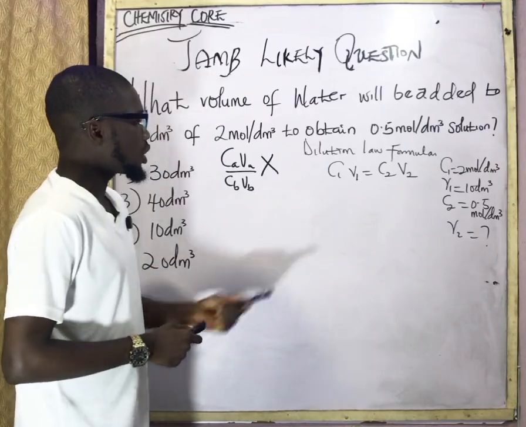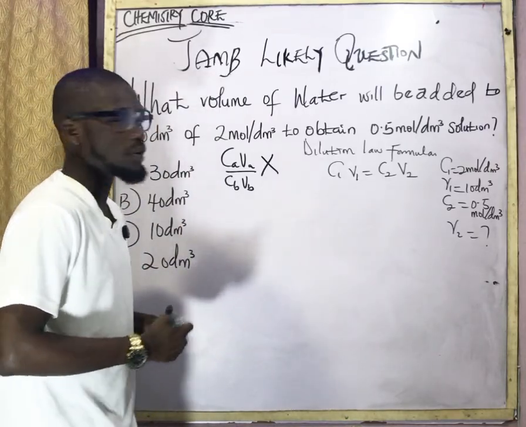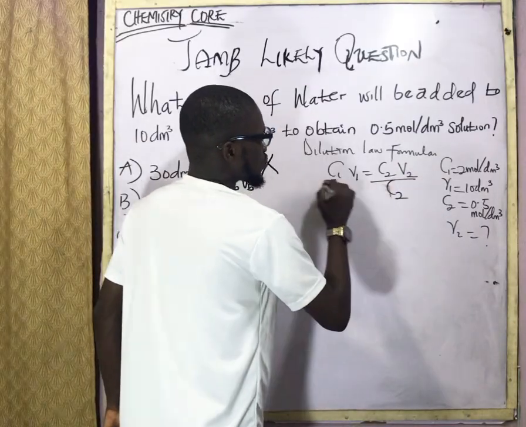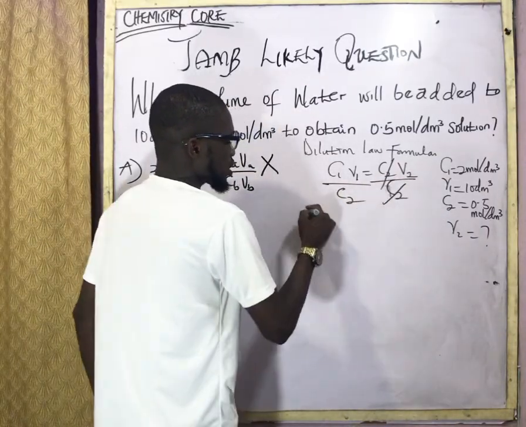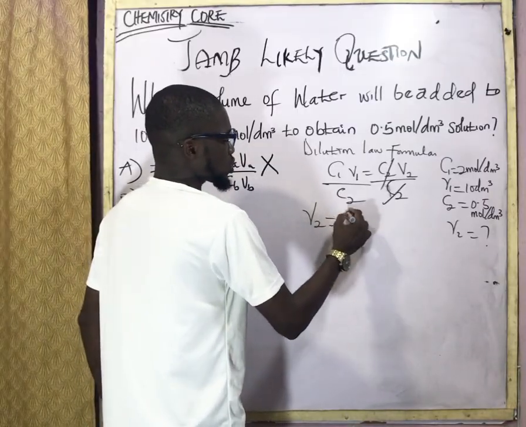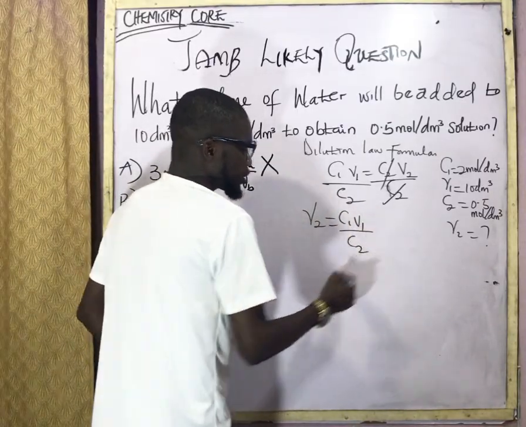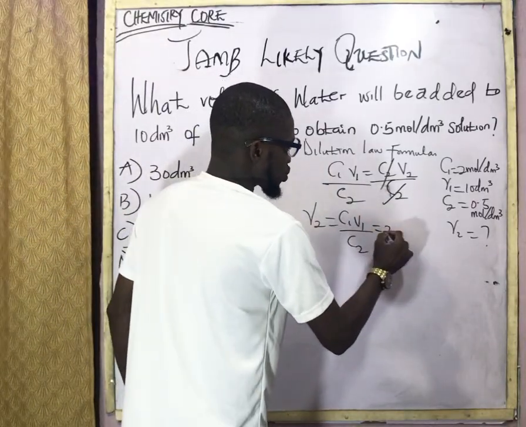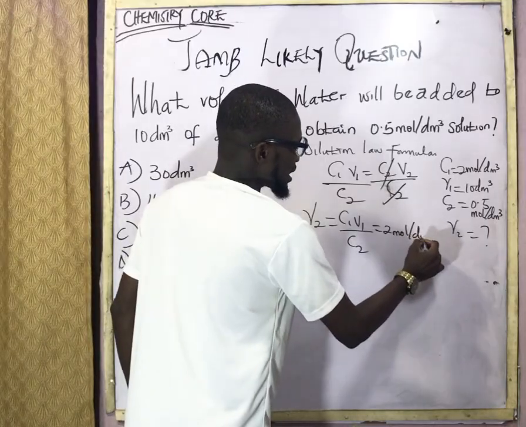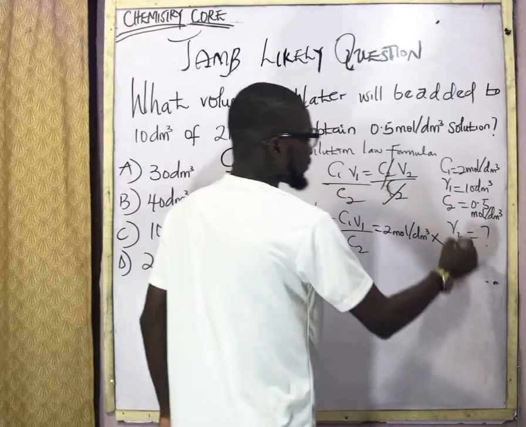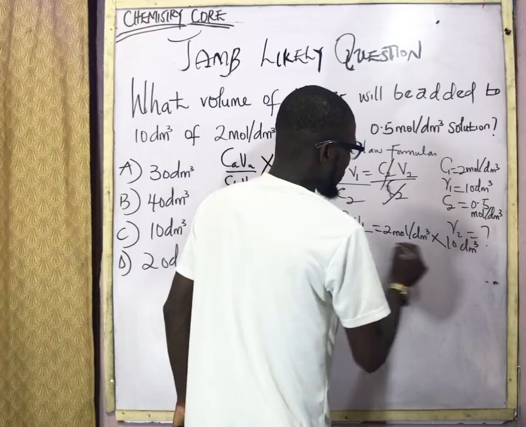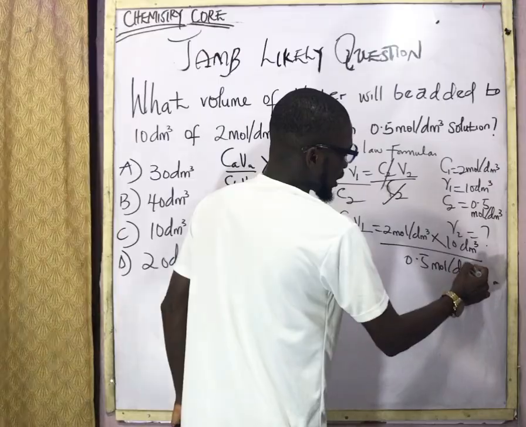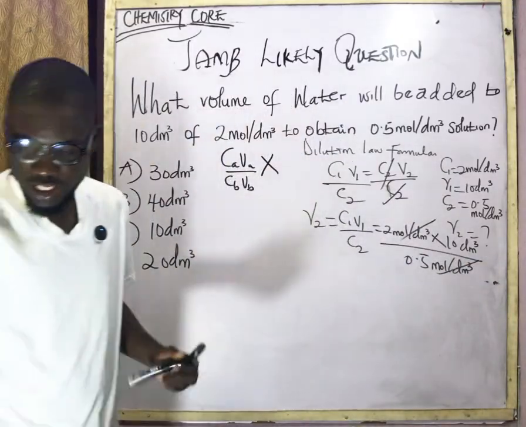Now, we need to make V2 the subject of the formula. So we divide both sides by the coefficient of V2, which is C2 over C2. We cancel this, so we have V2 equal to C1 V1 divided by C2. Now, what is our C1? We have 2 mol/dm³ multiplied by our volume, 10 dm³, divided by 0.5 mol/dm³. The units will cancel.